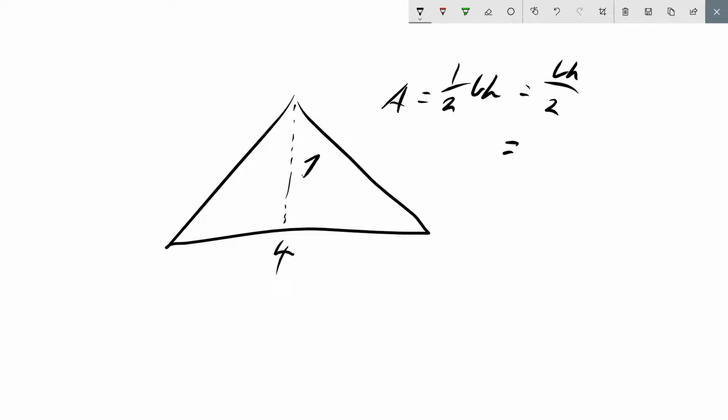So in this case, our height is 7, our base is 4, so I'm going to halve the base, so it's 2. 2 times 7, 14. That's our area.